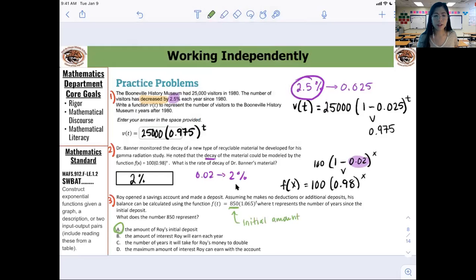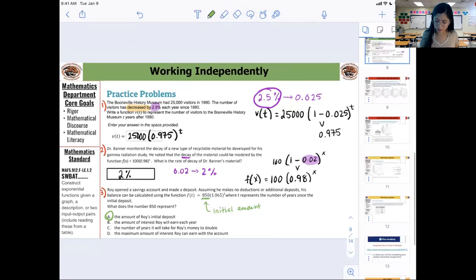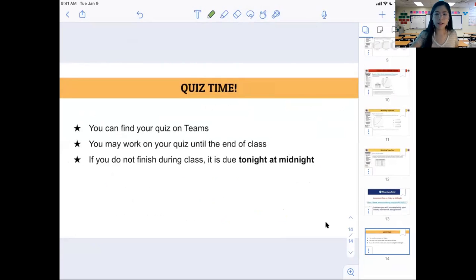Okay. So any questions on these three problems? Okay. Well, with that in mind, I know we don't have a ton of time left in class, but go ahead and get started on your Friday quiz. I just posted it onto period 2. There it is. All right, so get started on it. Work until class ends. If you don't finish it, that's okay. It's not due till midnight, so just don't forget to do it later today.